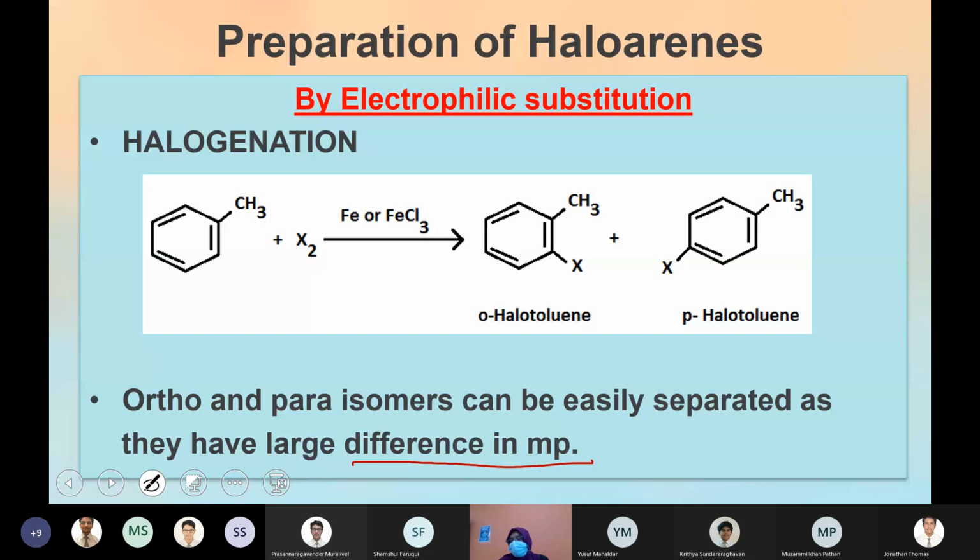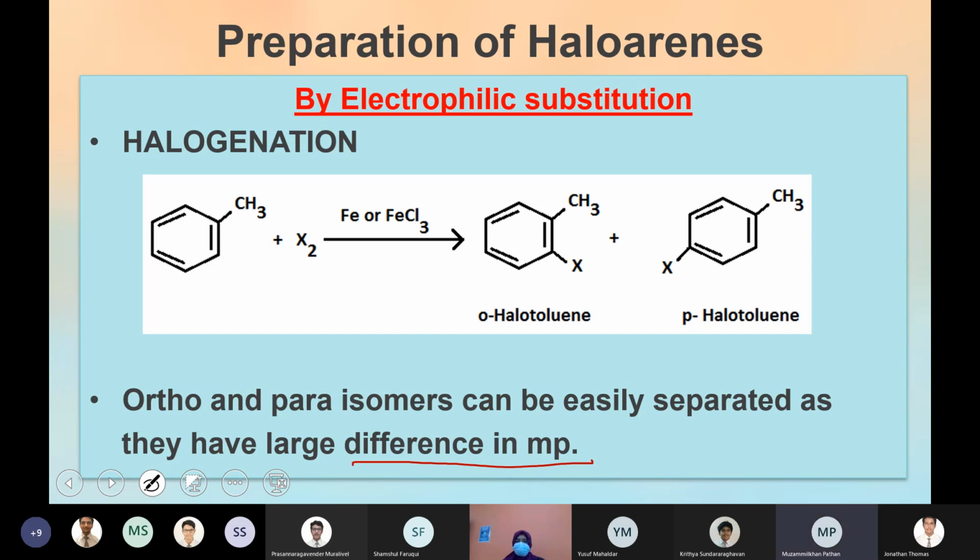That means they are two different compounds, even though they contain the same number of carbon, hydrogen and halogen. Still their orientation is different, means they have different melting points, because of which you can easily separate them.